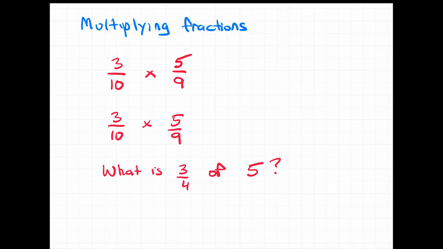Okay, now we're on to multiplying fractions. You'd think this would be harder, but it's actually easier because we do not need a common denominator. So all we're going to do really is just multiply the top numbers through, multiply the bottom numbers through to get our answer. So on the top, in the numerators, we have 3 times 5, which is 15, and the denominator is going to be 10 times 9, which is 90.